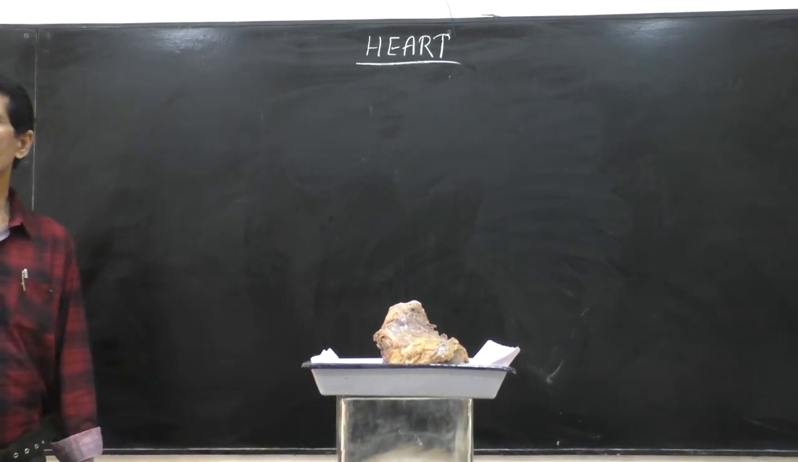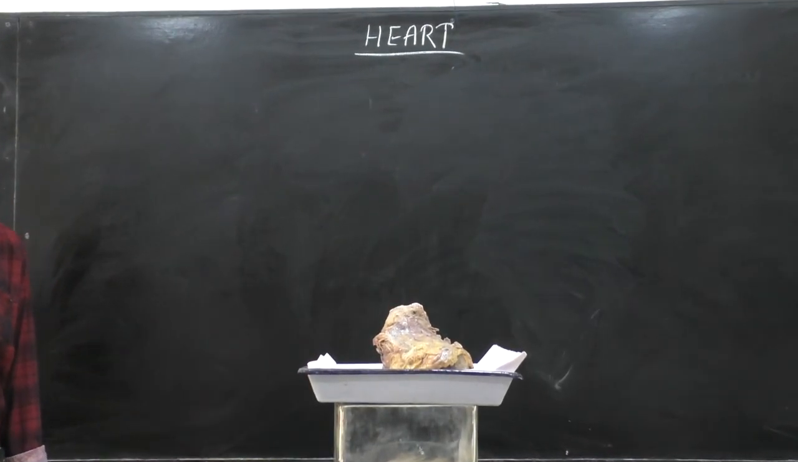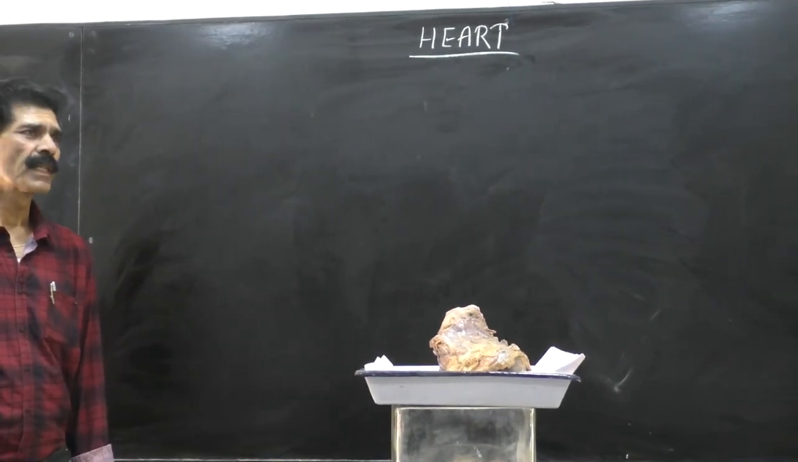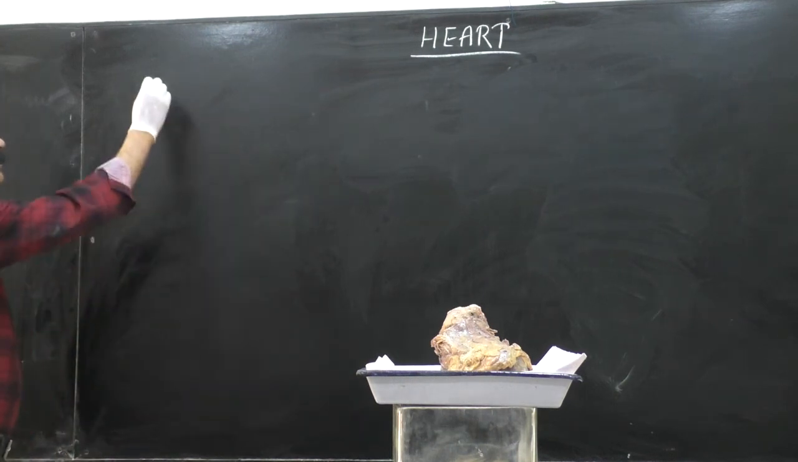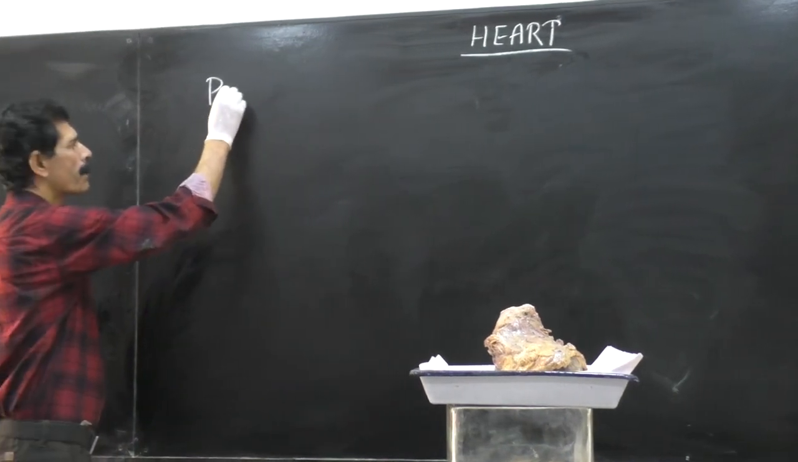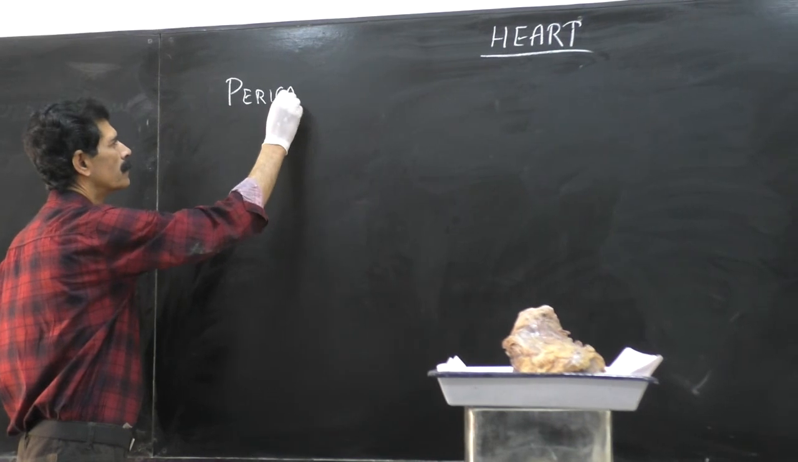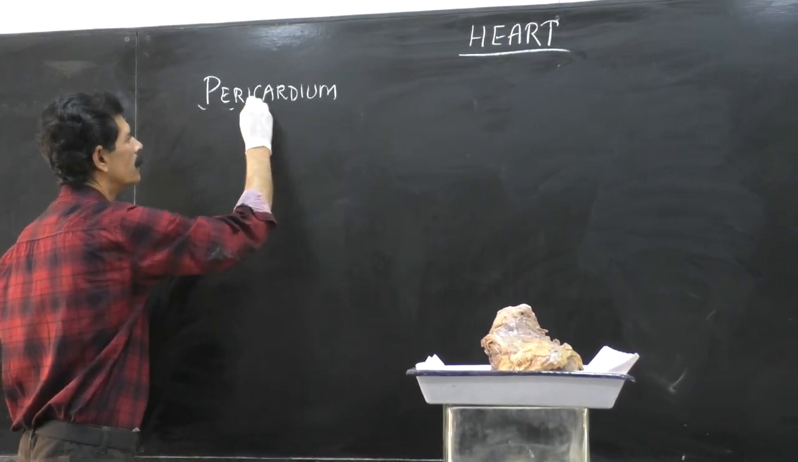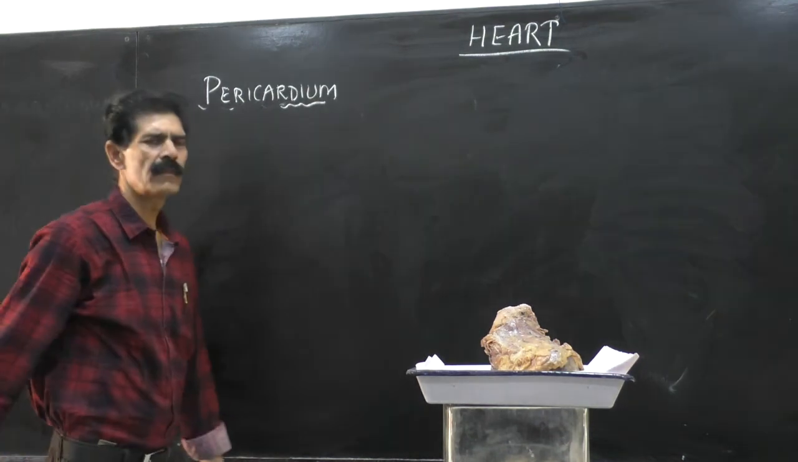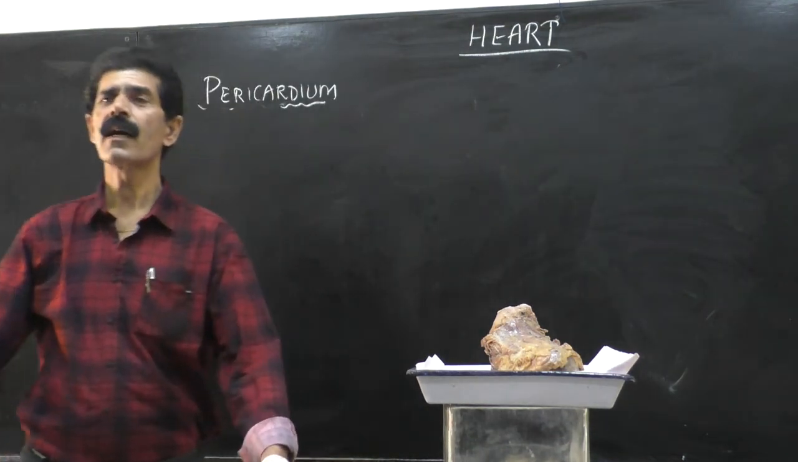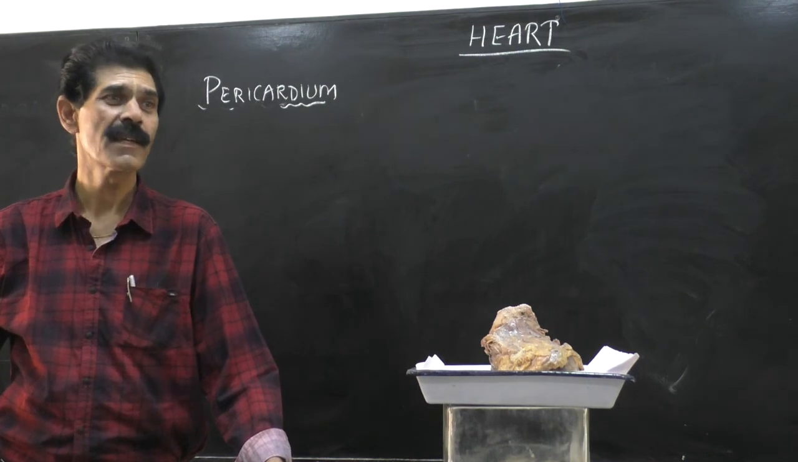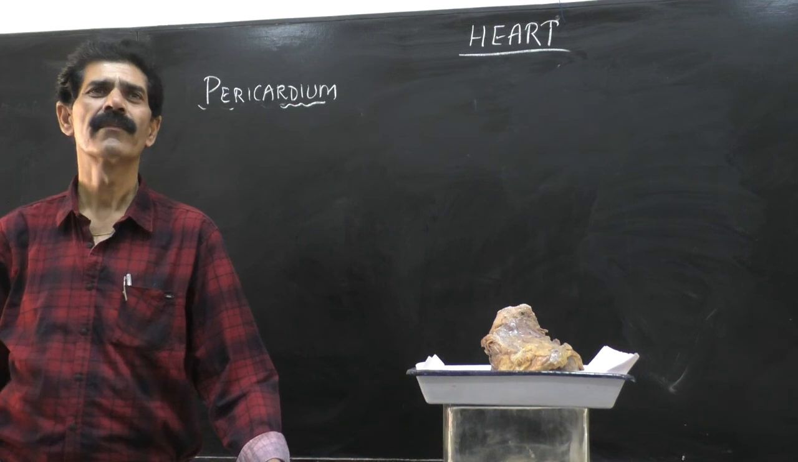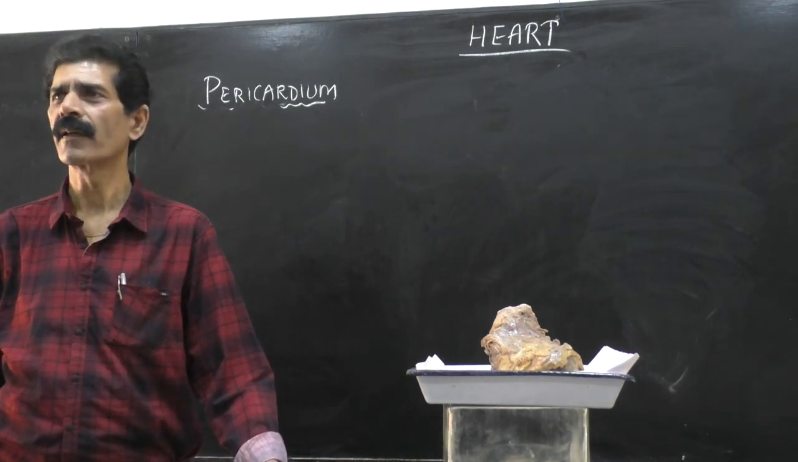So skeleton of the heart means coverings of the heart. It is not bones, it is something else. The skeleton of the heart is called the pericardium. So whenever a question comes, describe the skeleton of the heart, don't start describing the thoracic cage. You are wrong. The examiner is asking about the pericardium, the intimate covering.